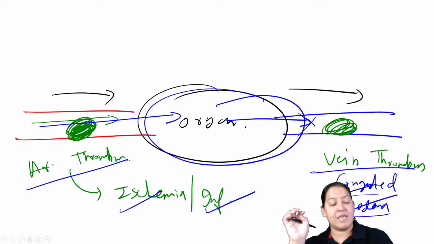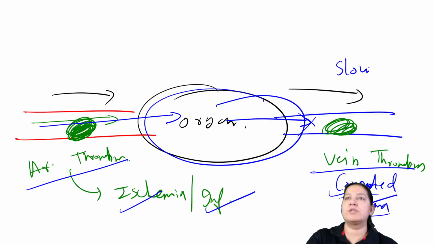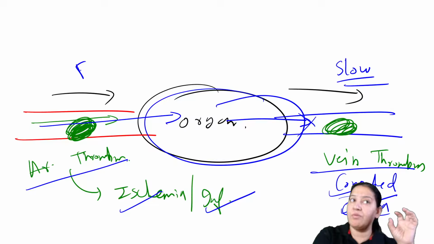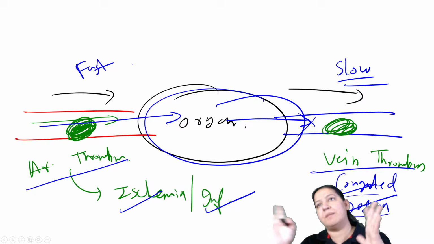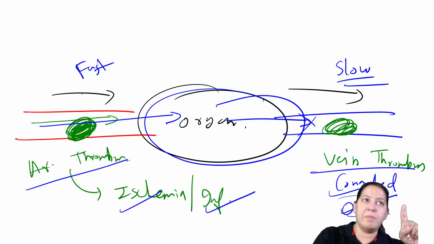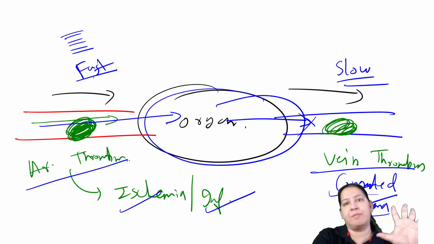Now, Kishore, you are asking why lines of Zahn are not seen in venous thrombus, right? That is your question. In the artery, the blood flow is very fast. In the veins, the blood flow is very slow. That's why when a thrombus is formed in the artery, alternate layers are formed because of the fast blood flow.